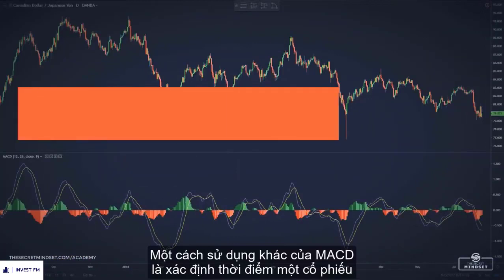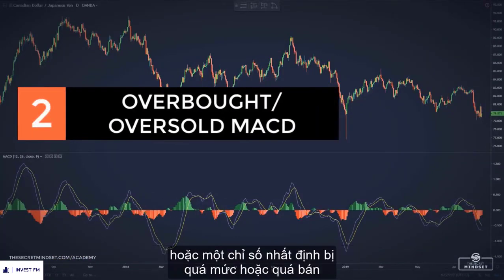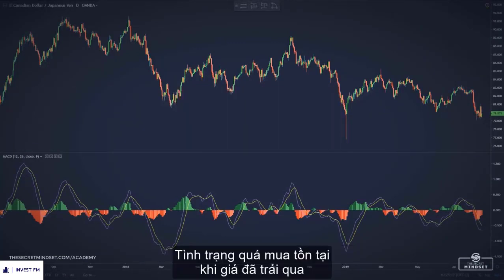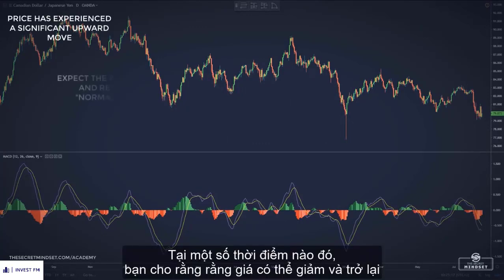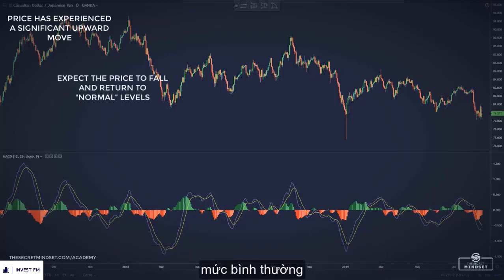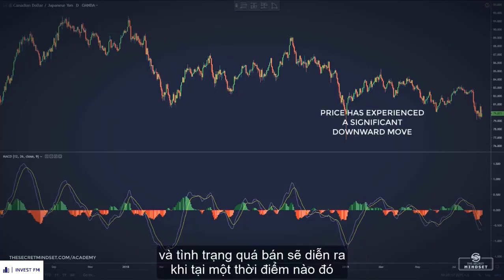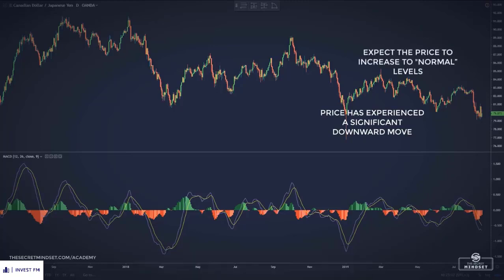Another use for the MACD is to determine when a given security or index is either overbought or oversold. An overbought condition may exist when the price has experienced a significant upward move. At some point, you expect that the price might fall and return to some more normal level. Likewise, when the price has seen an extended downward movement, an oversold condition may exist. At some point, the price may be expected to rise to some normal level.